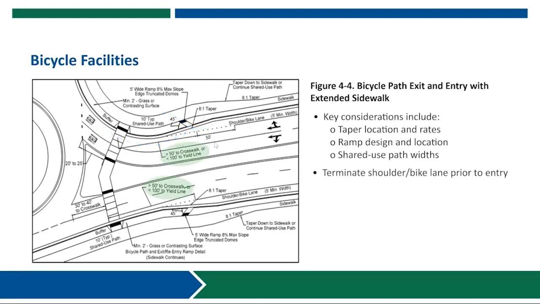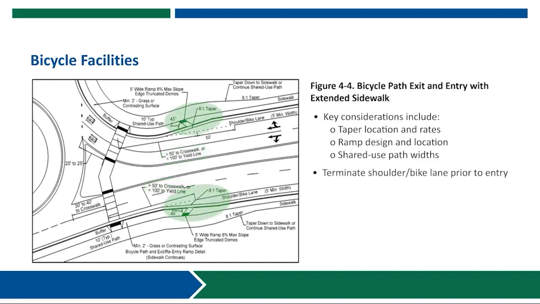The placement of this taper transition needs to be at least 50 feet upstream of the crosswalk to make sure that we're separating any conflicts with pedestrians at the crossing location itself. But we want to make sure that it's no more than 100 feet upstream of the yield line. And that is to make sure that we're keeping any of these merging maneuvers with bicyclists into the travel lane at that lowest speed environment where vehicles are slowing down prior to entry.